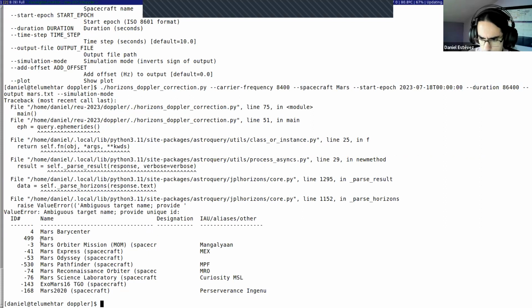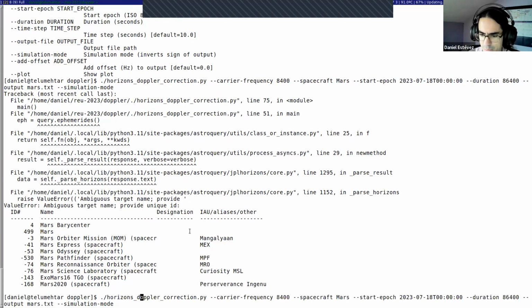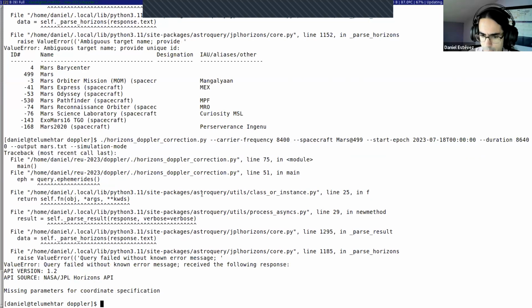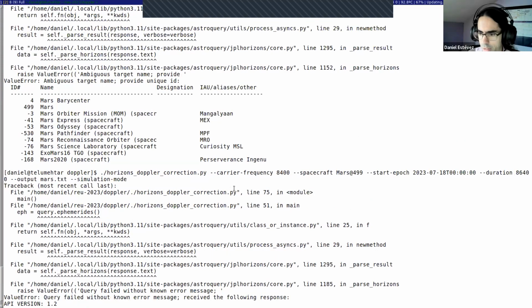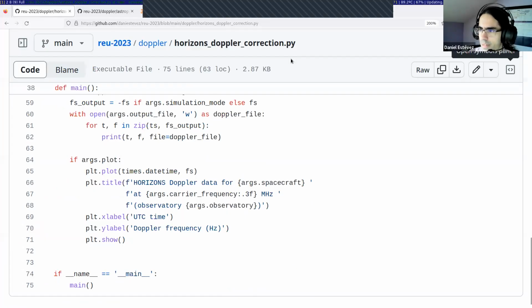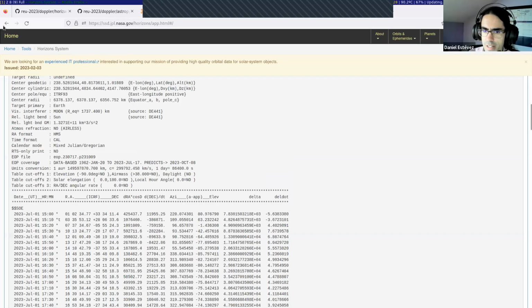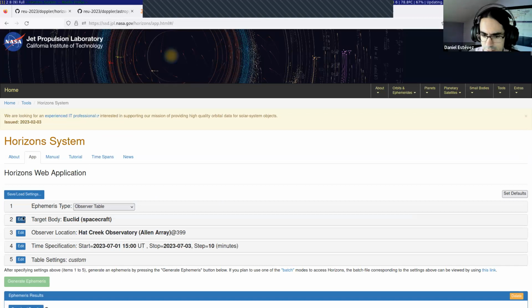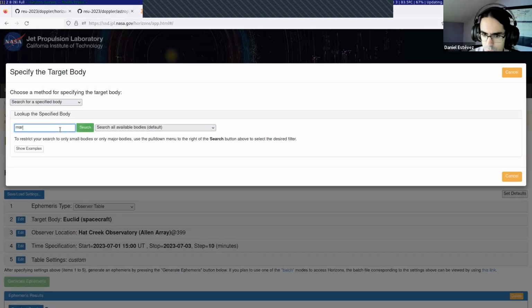And what's going on? Yeah, apparently Mars is ambiguous, and it wants some non-ambiguous object. I think you can do Mars at 499, or maybe not. Let's see how. I didn't test this with Mars before, so demo effect. Let's see how this works.